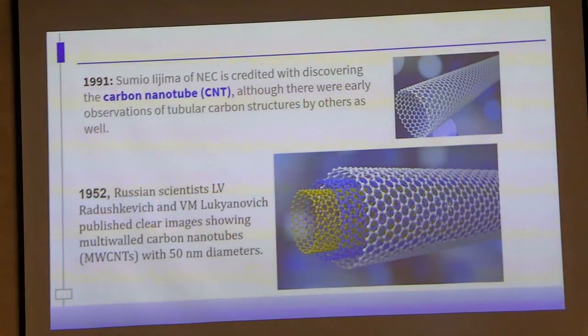The second, carbon nanotube. Though credit is given to Iijima, who figured out the single carbon nanotube in 1991, carbon nanotubes were first reported by Russian scientists Radushkevich and Lukyanovich, and they published a very clear image of a multi-wall carbon nanotube in 1952. But somehow, none of them has a Nobel Prize for their discovery.